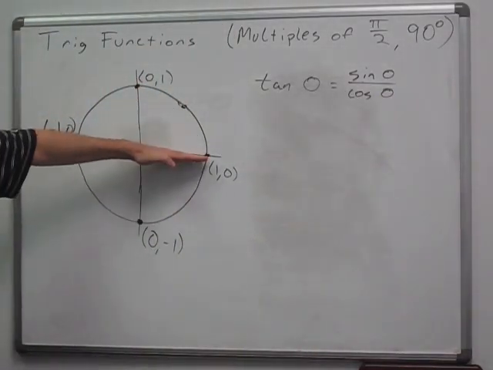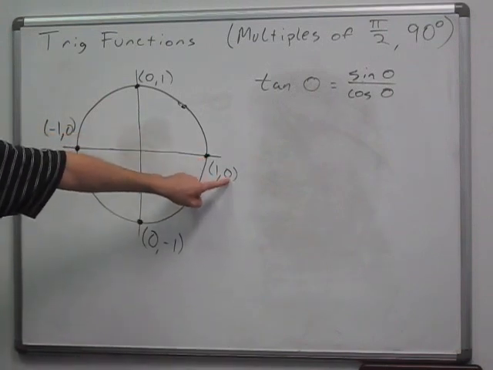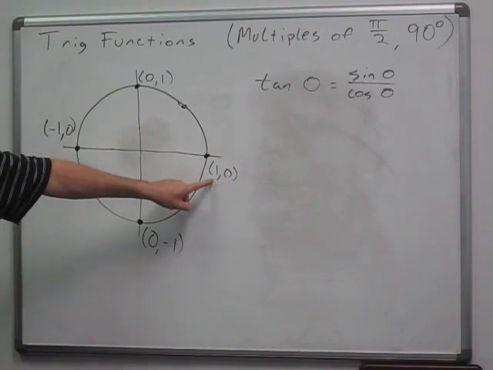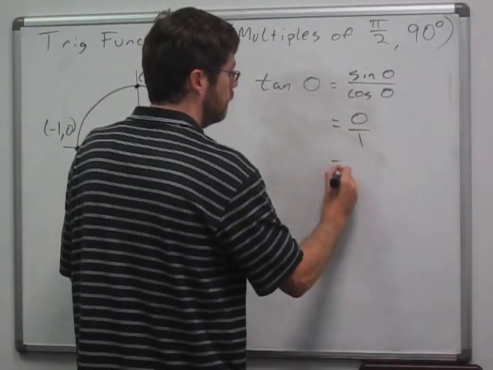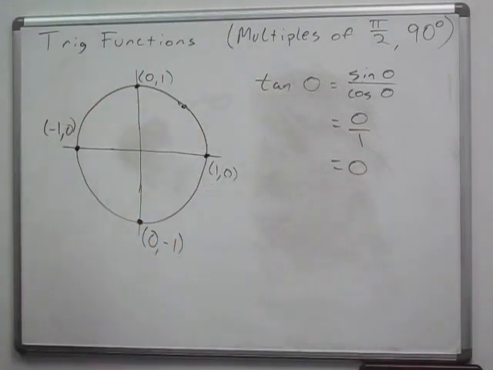Here's my 0 rotation. Sine here is the y-coordinate, that's 0. Cosine is 1. So the tangent of 0 is equal to 0.